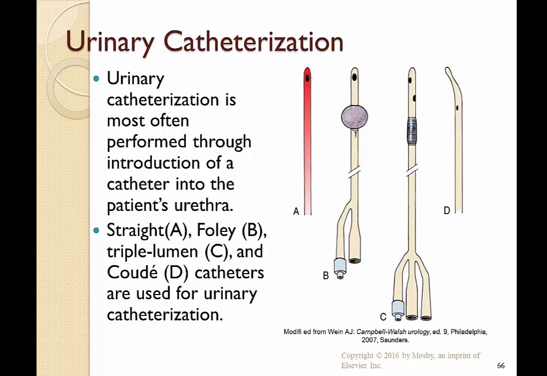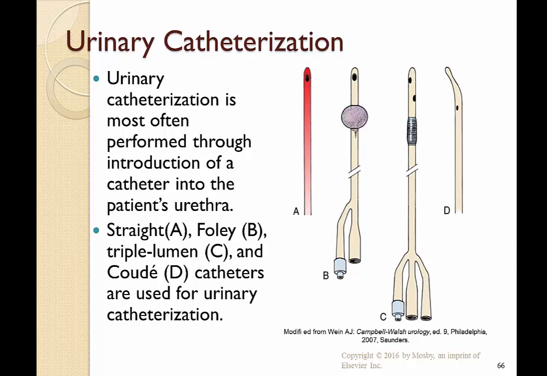The C is what we call a triple lumen catheter, and that would be put in if we are going to irrigate into the bladder. Perhaps if someone's had a TURP or they're having bleeding in their bladder, and we don't want those clots to interfere with drainage or emptying of the bladder. We may do irrigation continuously, or we may do it intermittently.